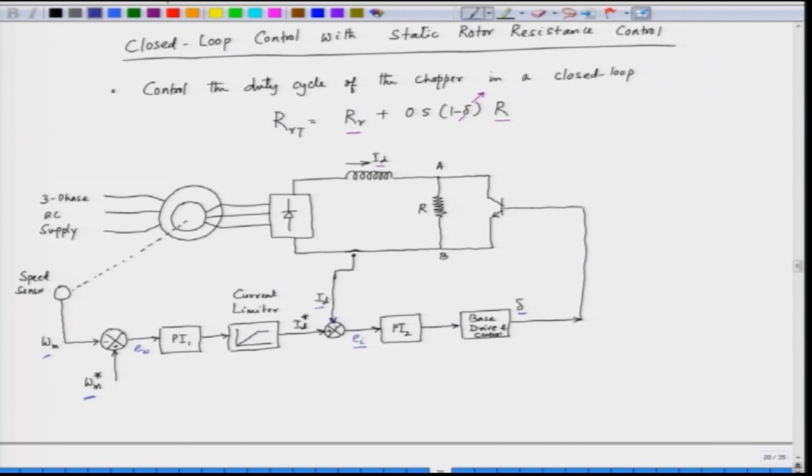So, this shows a closed loop block diagram of a static rotor resistance control of a slip ring induction motor. Now, this is employed for very large power application, as we know that slip ring induction motors are employed for large power application. In large power, the efficiency of the drive has to be good. Now, when we are having chopper based resistance, the energy is wasted in the resistance.